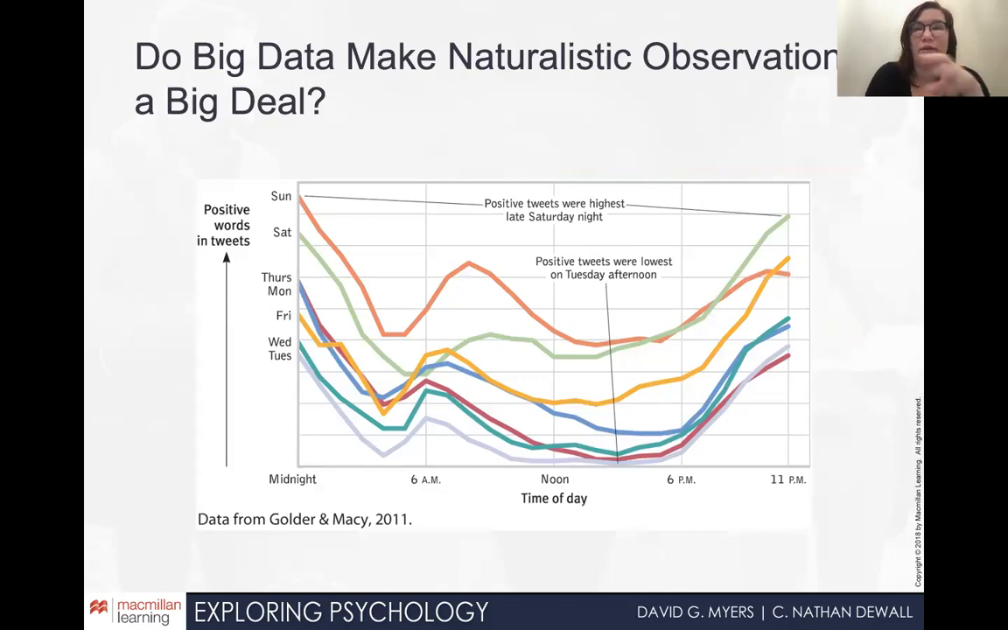So this is an example of a big data naturalistic behavior. This is tweets from Twitter, and it's the positive words and tweets going up and down, and then the time of the day. So we see that positive tweets are highest Saturday night going into like Sunday morning. And we see that they're their lowest on Tuesday afternoons.